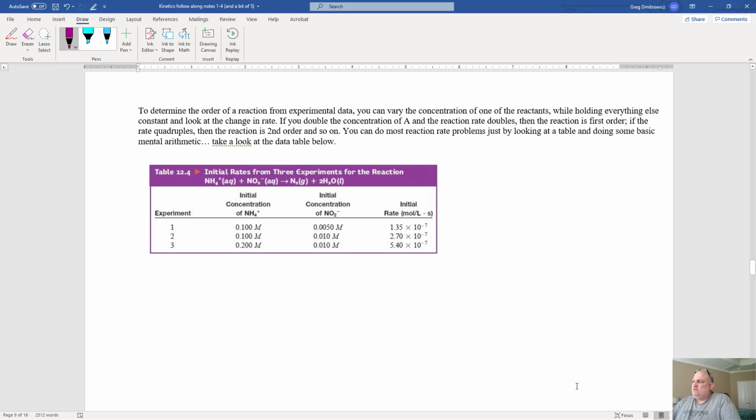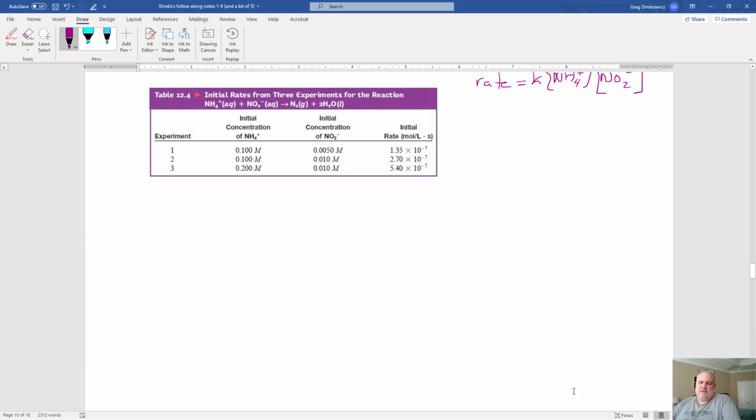What we can do, and this is really a big deal, in order to figure out the rate law, you always have to have a data table to pull from. I'm going to write the function of the rate law right here. It's going to be rate is equal to k, and we have two reactants over here, NH4 plus and NO2 minus. What's kind of cool about this is that I'm going to show you how to do this in your head by just doing some basic arithmetic.